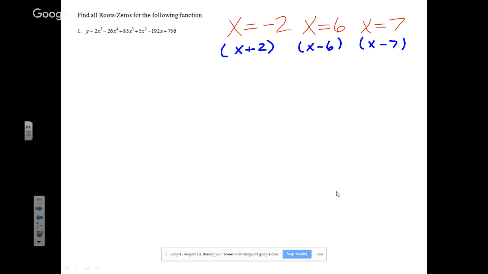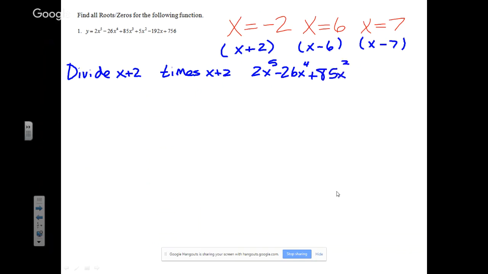So let's start with x plus 2. I'm going to divide by x plus 2. This is what we did yesterday. I'm going to times by x plus 2. And then I'm working with 2x to the 5th minus 26x to the 4th plus 85x to the 3rd plus 5x squared minus 192 plus 756.